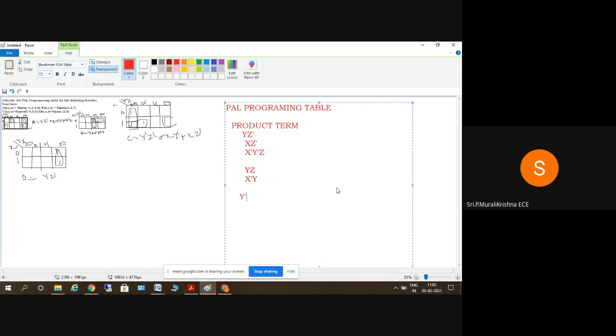Let's write all the product terms related to this one. So Y bar Z bar, and so we have X Y bar, and next we have X Z bar. The last one is YZ bar. Okay, so these are all the product terms here. I didn't check for repetitions here. And next one is AND inputs. Try to write all the AND inputs here.